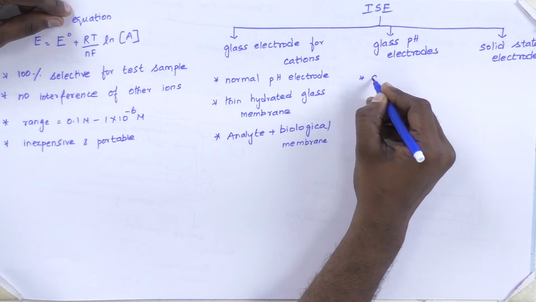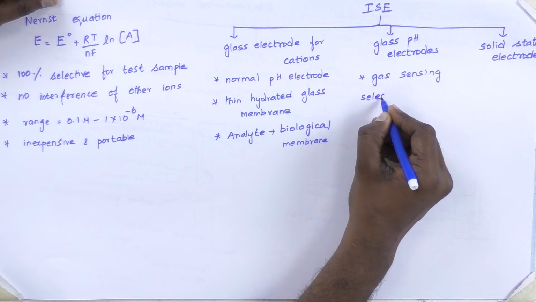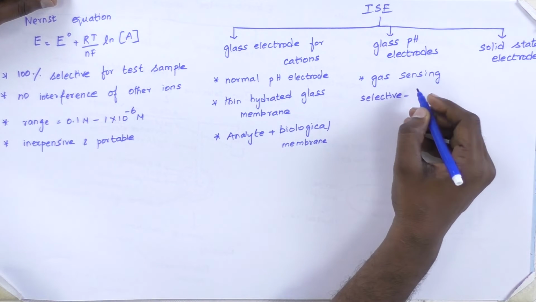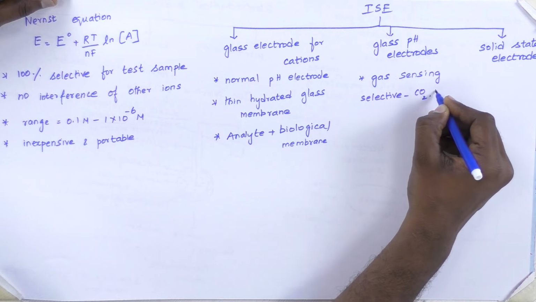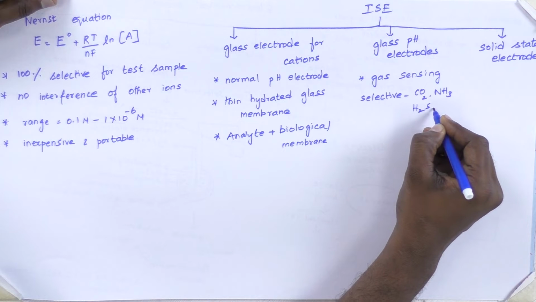In the case of glass pH electrode, it involves the use of gas electrodes. That is, it consists of a permeable membrane which selectively allows a particular gas to pass into the electrode. This glass pH electrode is selective towards carbon dioxide, ammonia, hydrogen sulfide, etc.